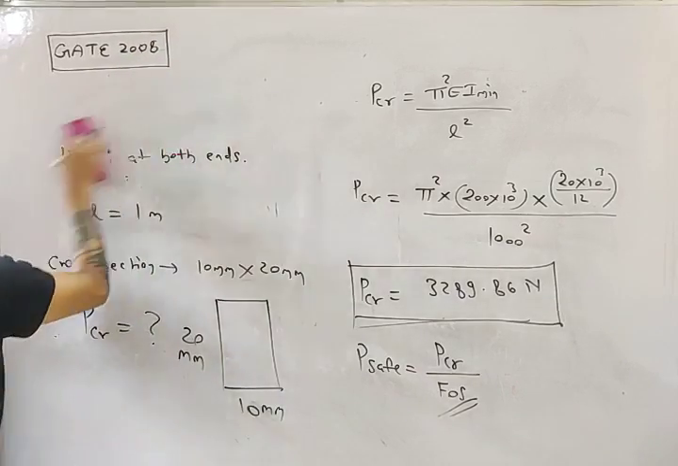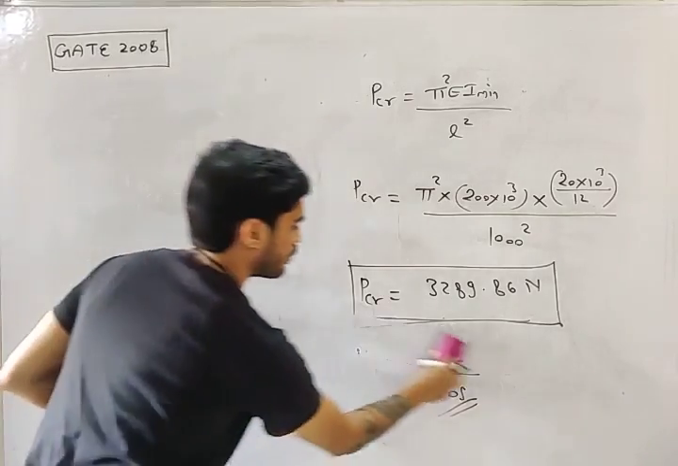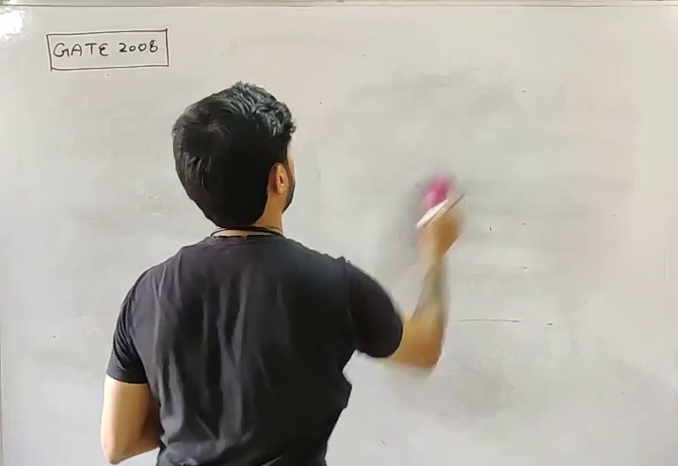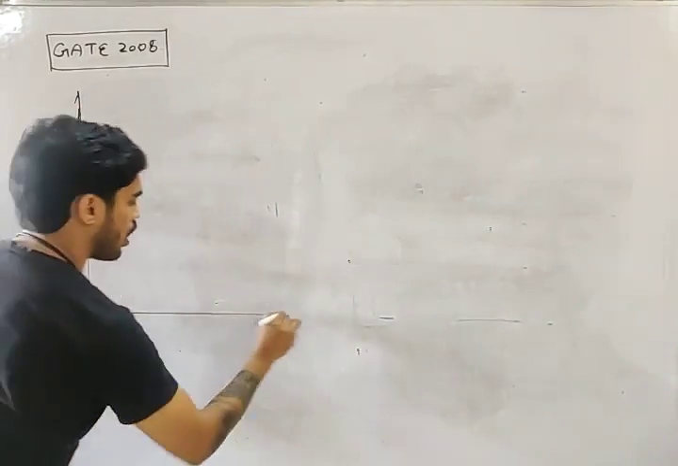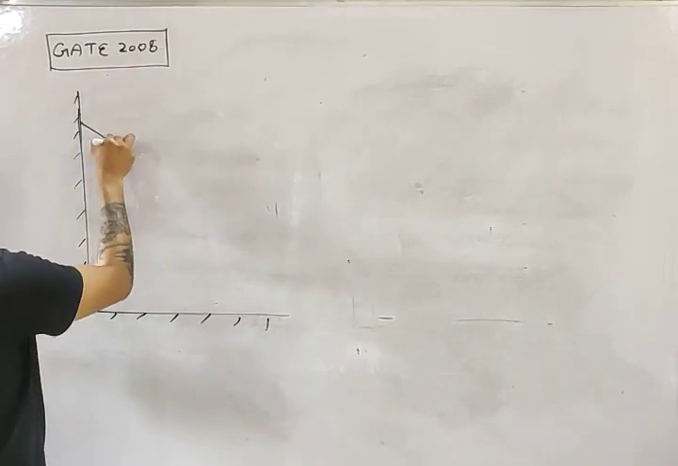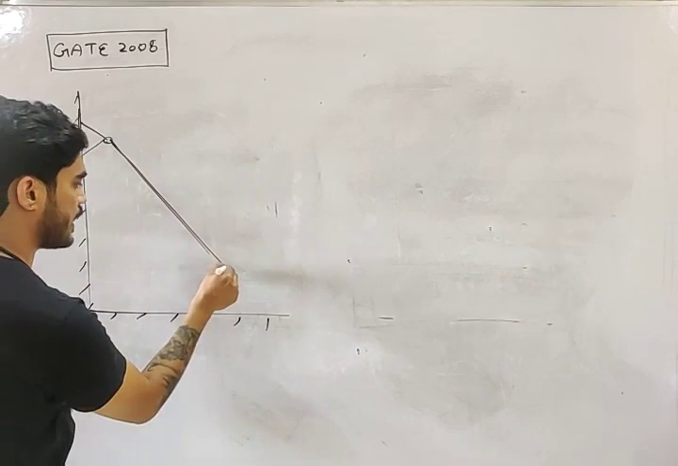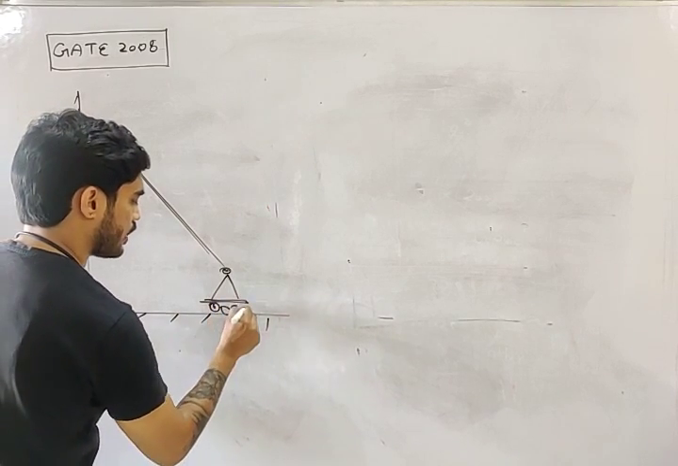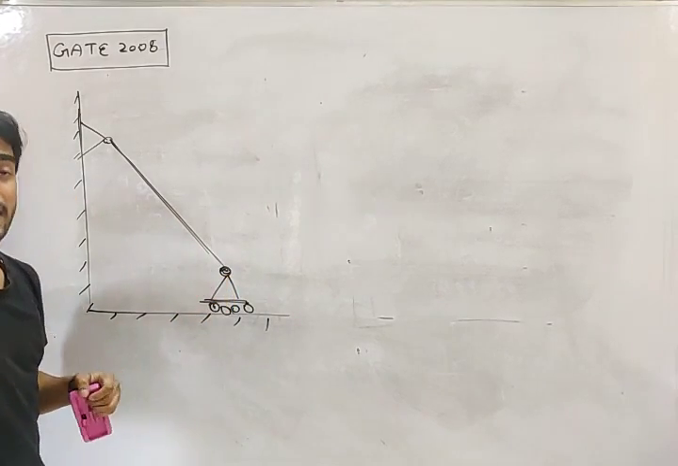This next question is a little different and it is from GATE 2008. Okay, so what is the question, my friend? You have a rod. You have a rod PQ of length L hinged at both the ends. Now don't say that it is a roller support, it is a guided roller. It will act like a hinge support.